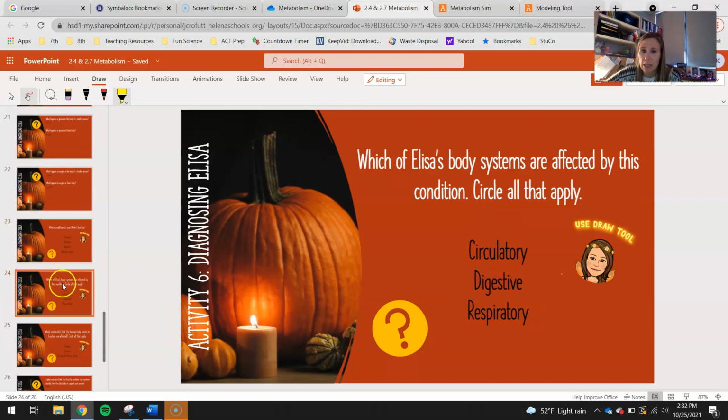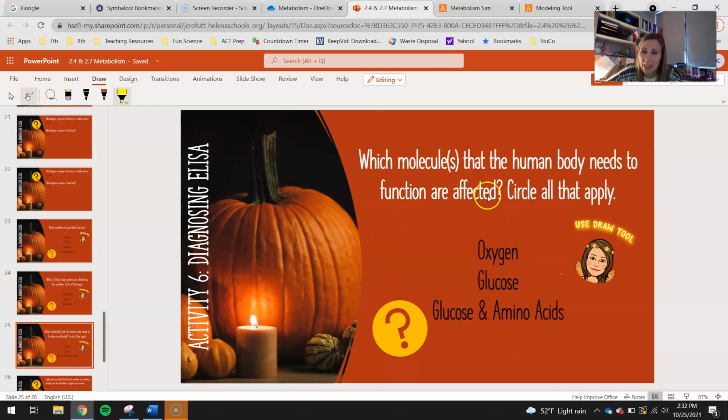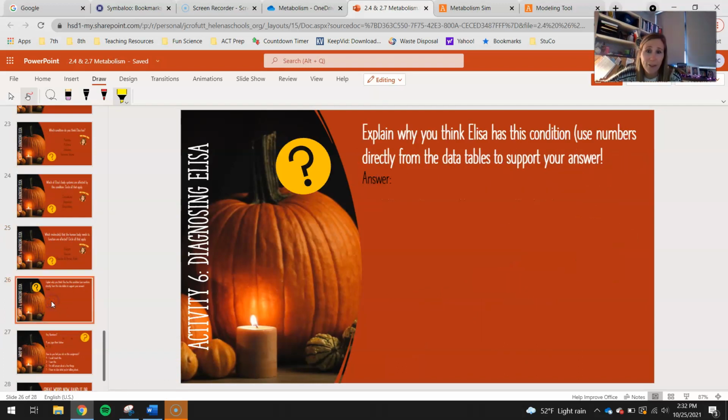And which of Elisa's body systems are affected by this condition? Think about what I went over in that review today. Which ones are we talking about? Which molecules that the human body needs to function are affected? Again, circle all that apply. Think about that review that we went over today for those 4 conditions. And finally, explain why you think Elisa has this condition.